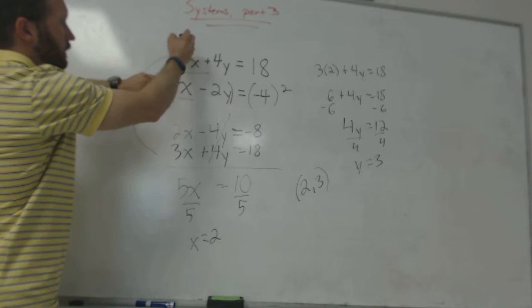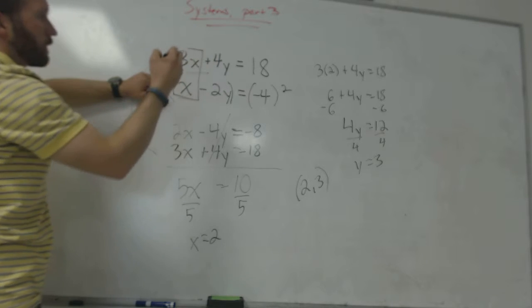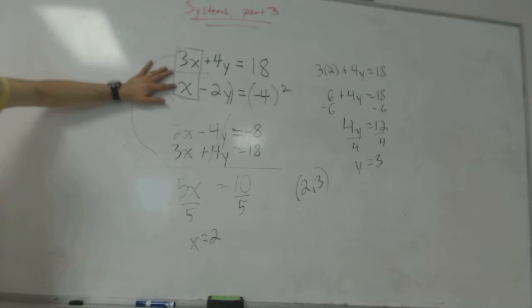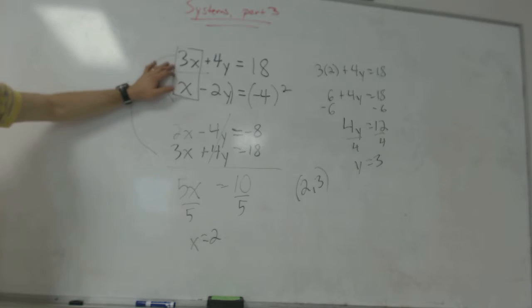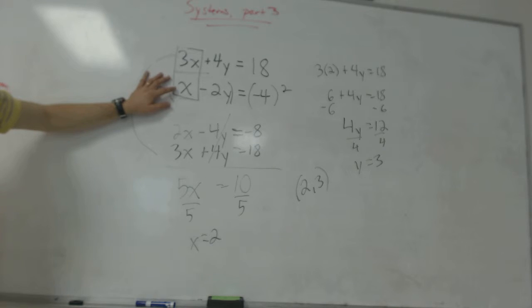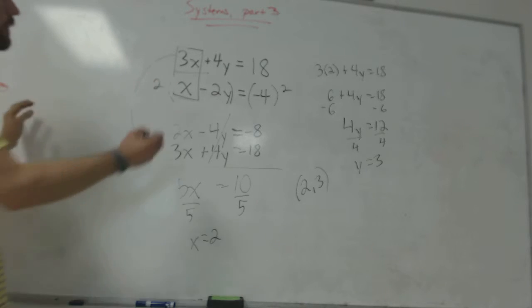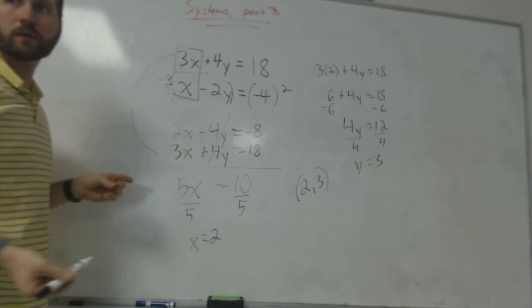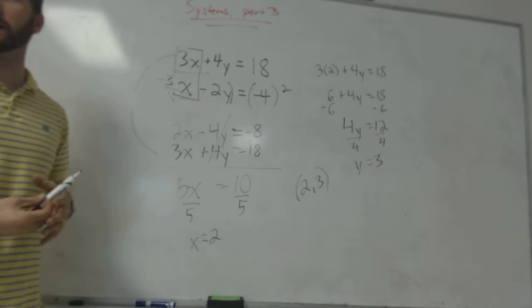Just look at this. If I wanted these to be equal, 3x is here. What would I have to multiply this one by to make it equal to that? Take a guess. Negative 3. Yeah, -3. If I multiplied by -3, then those x's would have dropped out. So I could have done that instead. I chose not to. I did the 2.